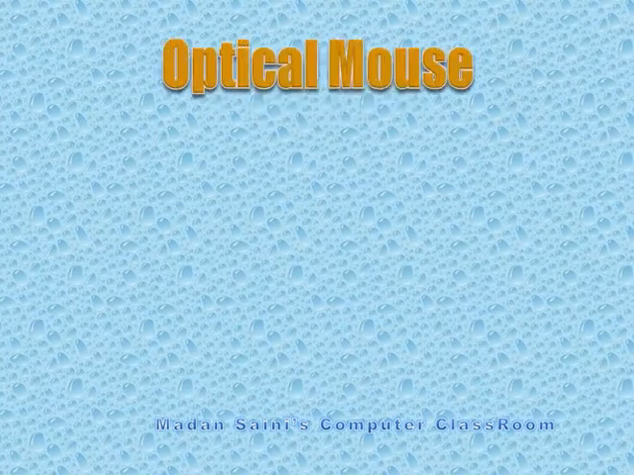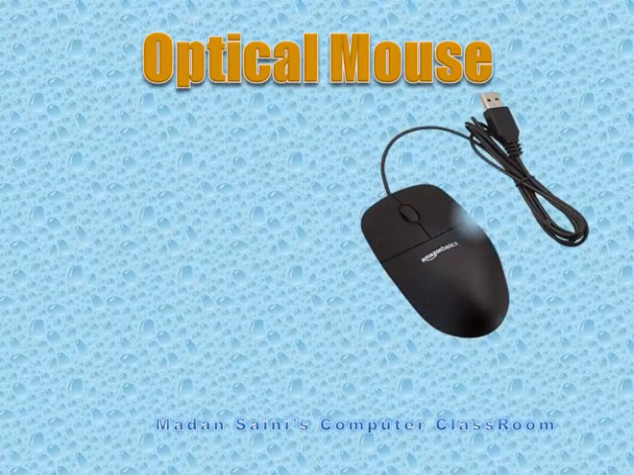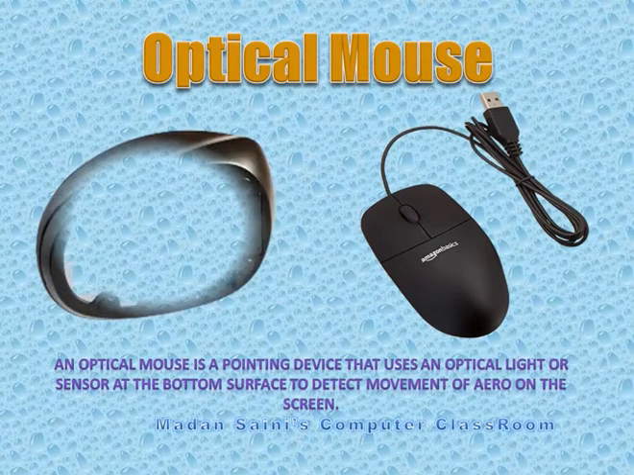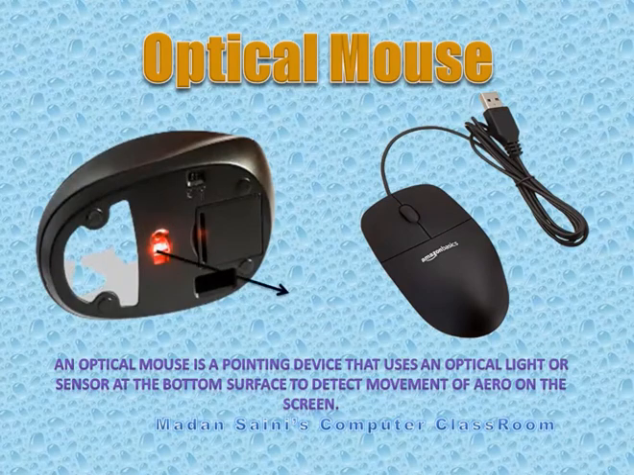Optical mouse. Optical mouse looks like this. An optical mouse is a pointing device that uses an optical light or sensor at the bottom surface to detect movement of the arrow on the screen.